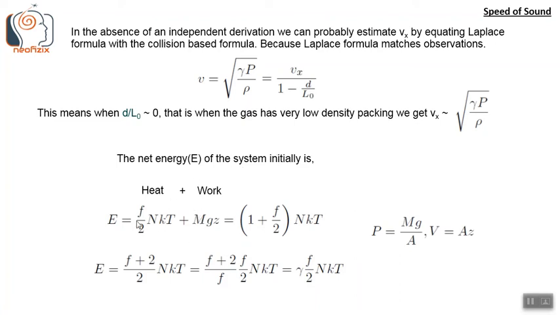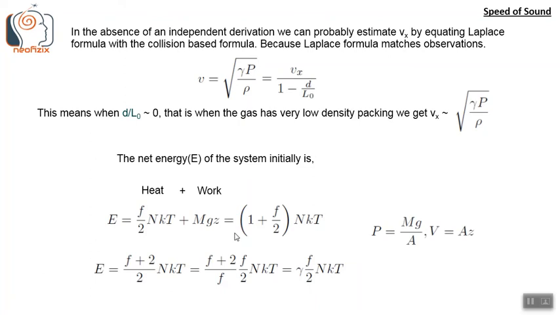So the net energy E of the system initially is given by E equals F by 2 nkT plus mgz. Basically the first term, F by 2 nkT, is the internal energy term, or the heat energy of the gas, contained in the temperature of the gas. And the second term is the potential energy term, or the mechanical work term of the system, basically in the piston. We'll show it with the piston or whatever vessel is holding this gas at this temperature. That has some kind of potential energy, which works out to be mgz in a normal case.